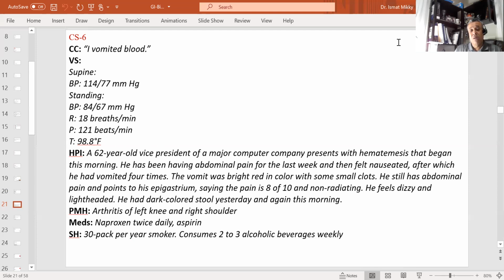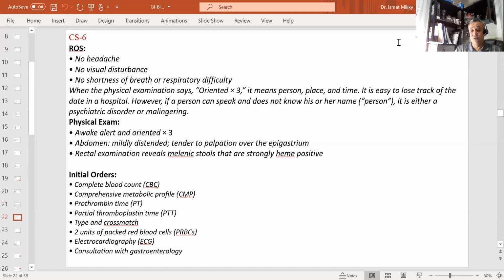Past medical history: arthritis of left knee and right shoulder. Meds: naproxen twice daily and aspirin. In the social history, heavy smoker, in addition to alcohol intake. Review of systems, physical examination, and the initial orders.